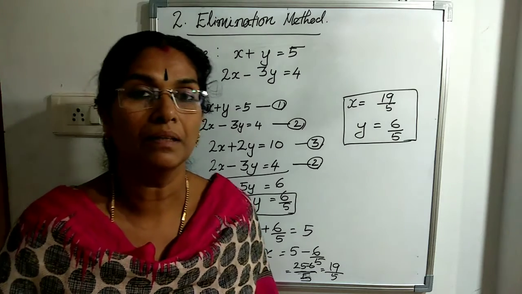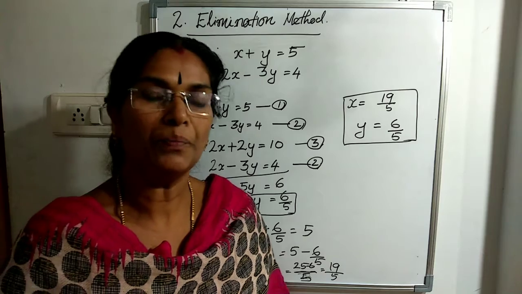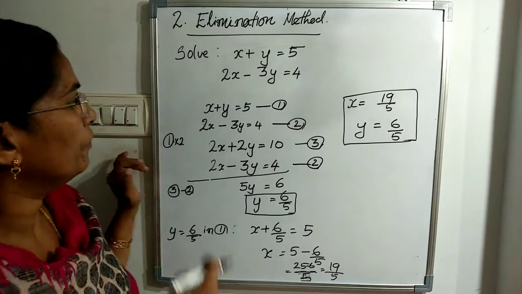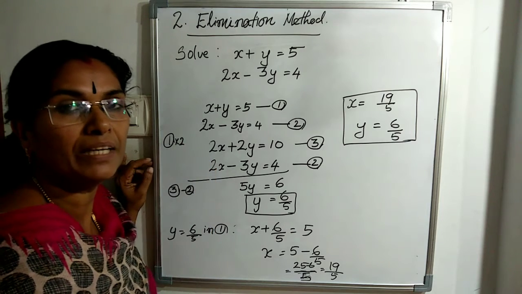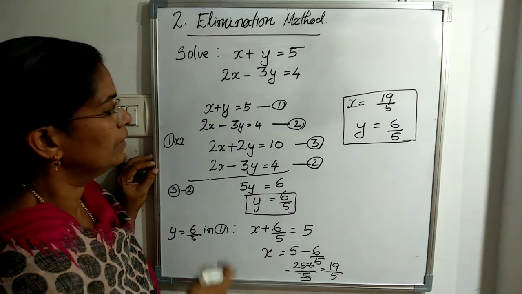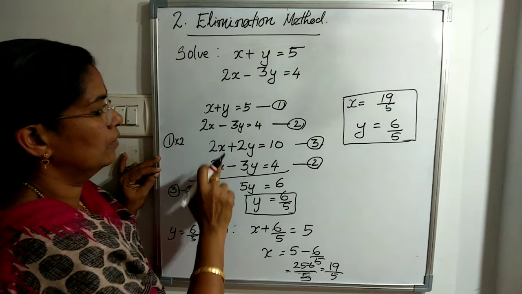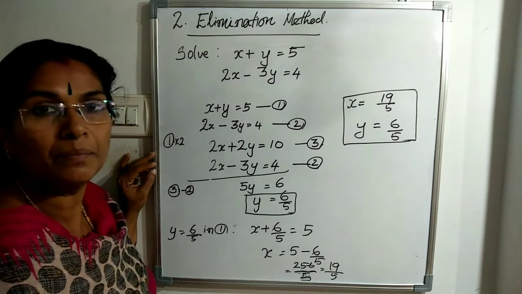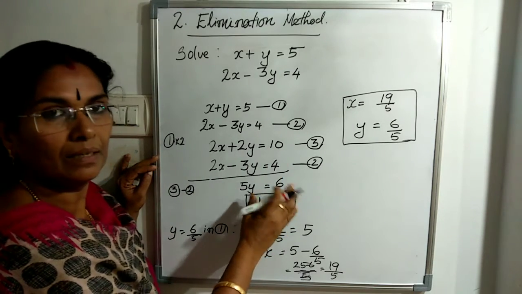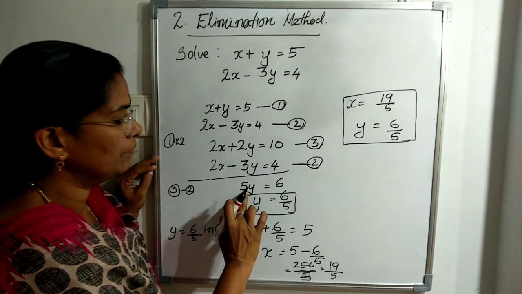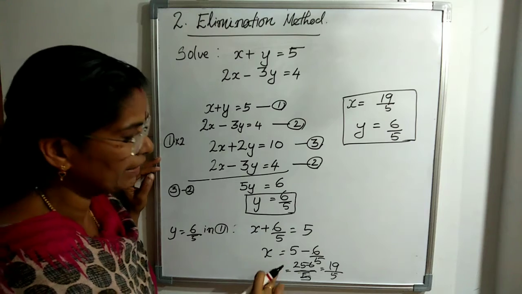One more time, I will explain. The first step is, you have to make the coefficient of a variable the same by multiplying with a non-zero constant. Here I am multiplying by 2, so it becomes 2x. The coefficient of x becomes the same. After that you have to subtract. After subtracting, we get a linear equation in one variable, so we can find the values of y and x.